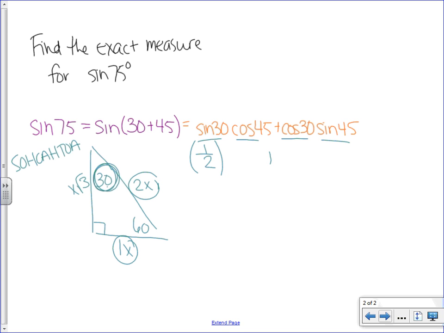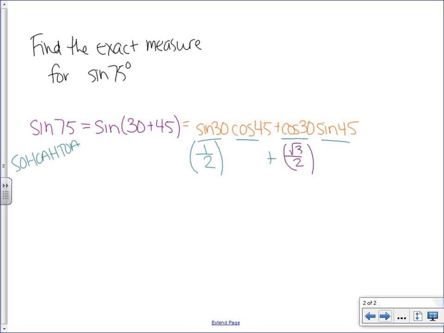And then I'll wait to do the 45, but I can do the cosine of 30. All right, I'll do that in a different color. The cosine of 30 is adjacent over hypotenuse, so that's going to be the square root of 3 over 2. And now I'm done with this triangle, so let me erase it. And now I can move on to my 45-45 triangle because that's what I've left in here.